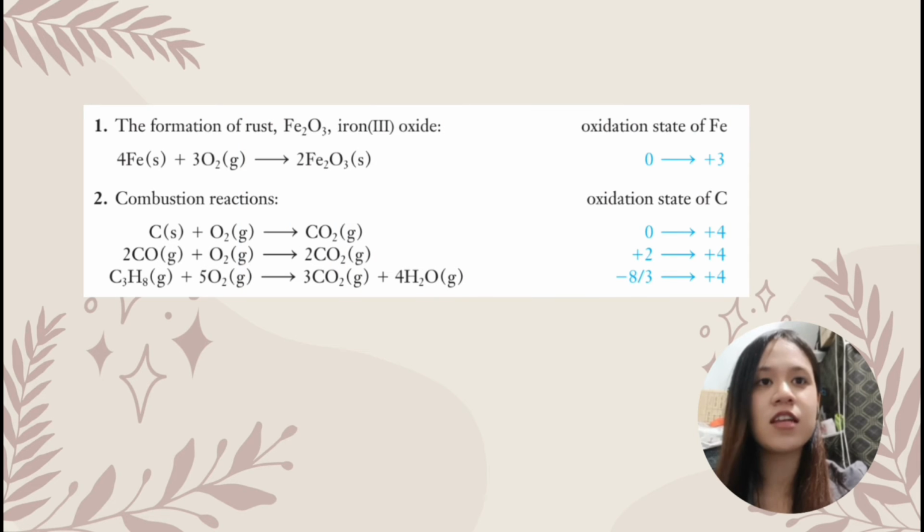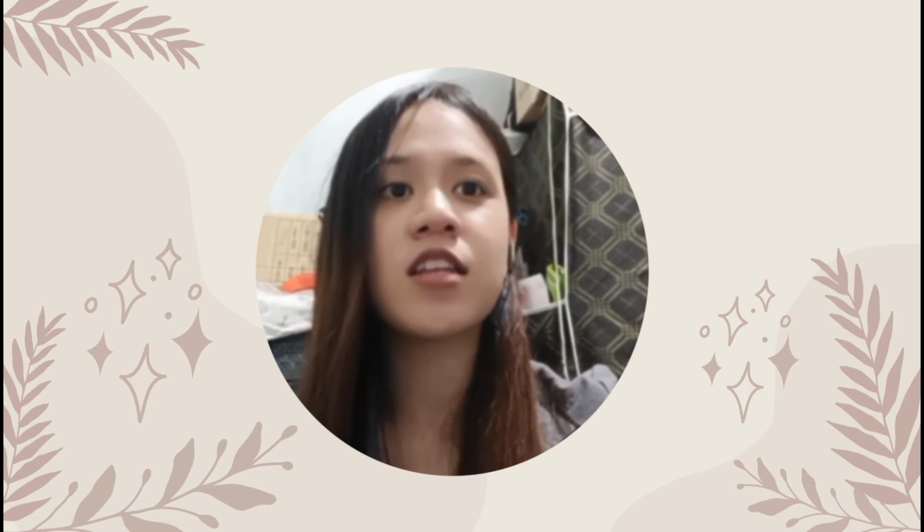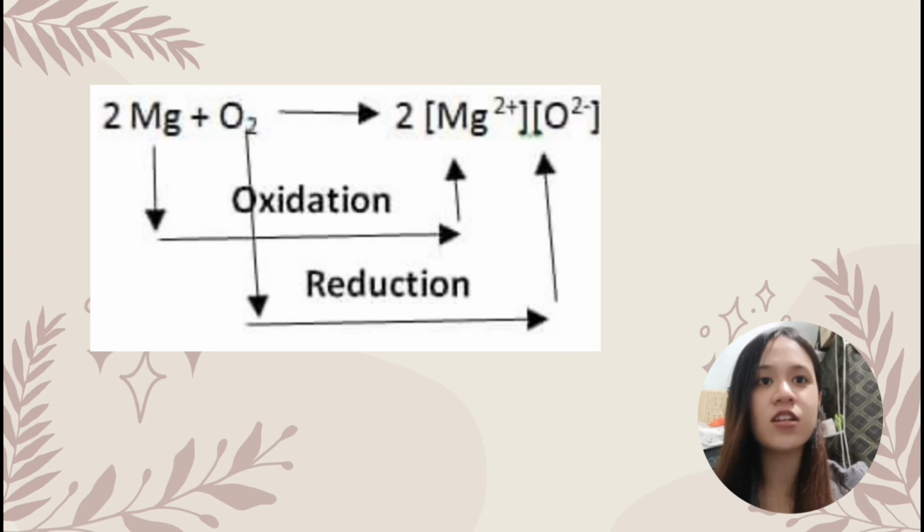In the four equations cited previously as examples of oxidation, the oxidation states of iron and carbon atoms increase as they are oxidized. In each case, oxygen is reduced as its oxidation state decreases from 0 to -2. So now, for you to have a deeper understanding of oxidation, let me show you another example of oxidation and how it forms. Oxidation and reduction reactions are always interlinked because electrons are neither created nor destroyed in a chemical reaction. Oxidation and reduction always occur in pairs. It is impossible to have one without the other.